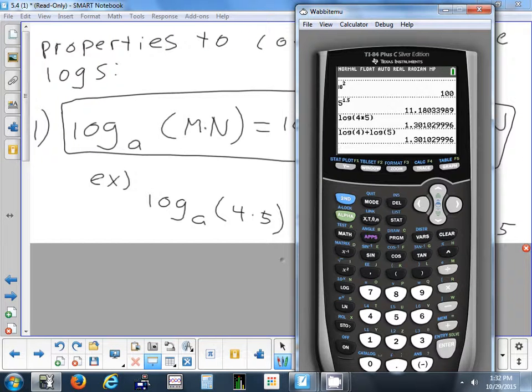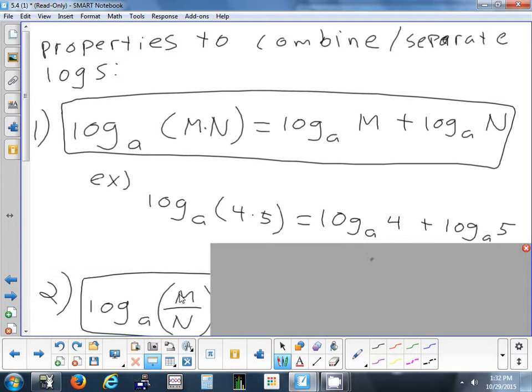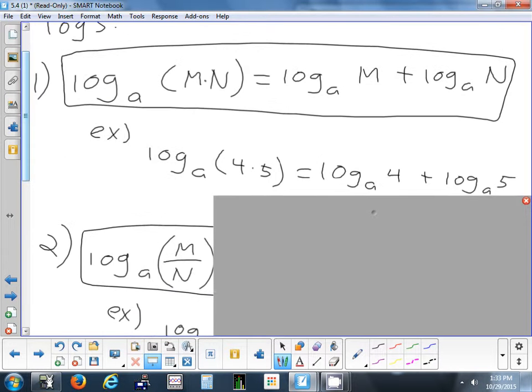Anybody think of another one that would come out the same? Think of what 4 times 5 is, and think of another way you can break that up besides 4 and 5. Yeah, you could do 2 and 10. Any two numbers that multiply to give you 20. 2 and 10. Okay. So a product splits as a sum. What do you think a quotient splits as? Yeah, it's a difference.